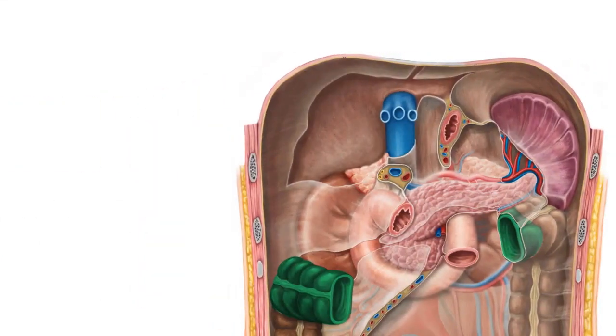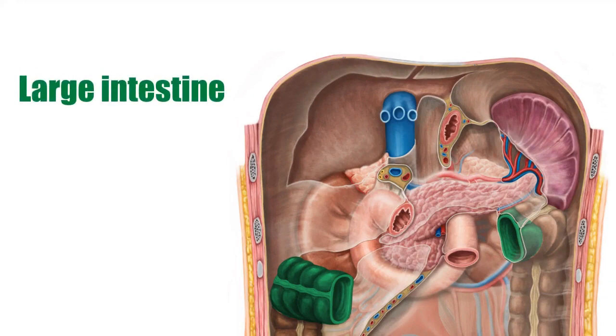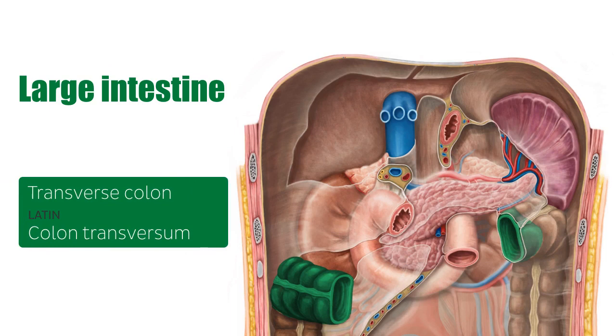So now we're going to move on to talk about some organs that are in close proximity to the kidneys. The first one we'll talk about is the large intestine. The part of the large intestine that is more clearly seen is the transverse colon. However, we've dissected some of this away in this illustration. As we can see in this image, it sits superficial to the inferior aspect of the right kidney and the superior aspect of the left kidney.